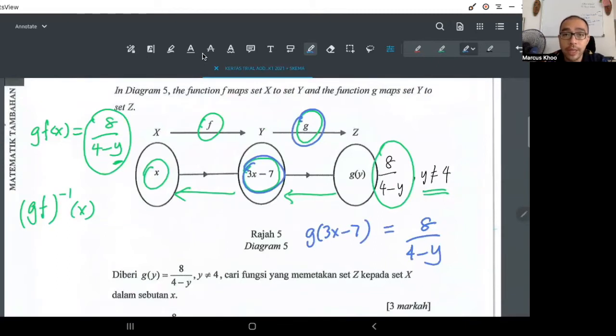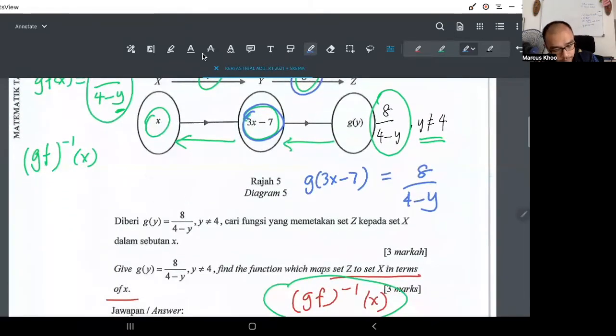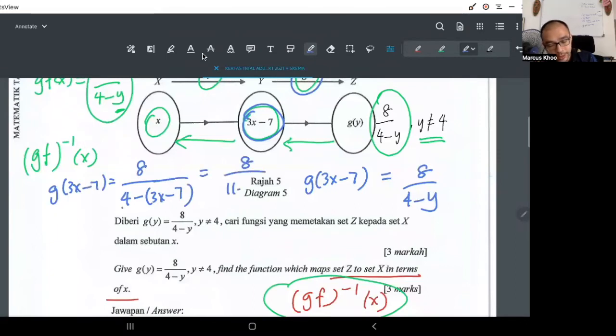Okay, is equals to 8 over 4 minus y. So what can we do? Of course, we can substitute the 3x minus 7 in. Okay, we'll get 3x minus 7 in. So we will have 8 over 4 minus 3x minus 7. Okay, this is our g3x minus 7. So when we simplify this, we get 8 over 4 plus 7 is 11 minus 3x. Okay, we'll get 8 over 11 minus 3x.